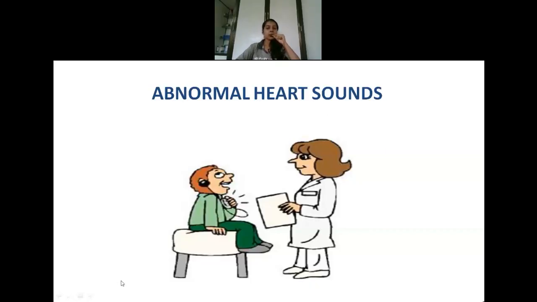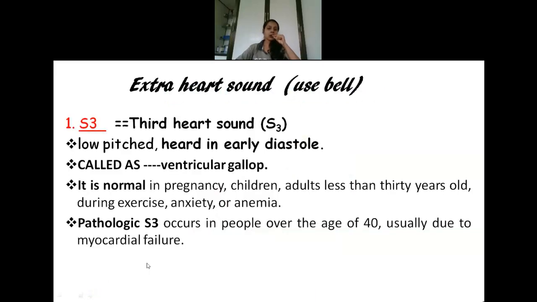In all these abnormal heart sounds, the most important is actually the murmur. So we'll discuss that in detail also. First of all, for abnormal heart sounds, most of the time we use the bell of the stethoscope, because they are a bit low pitched in sound. So the first abnormal heart sounds we call extra heart sounds.